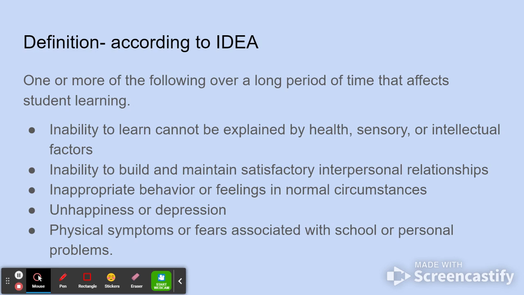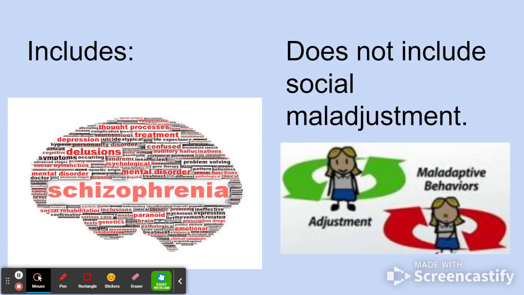They can't maintain satisfactory relationships. They have inappropriate behavior or feelings in normal circumstances. There's unhappiness and depression, and physical symptoms or fears associated with school or personal problems. These need to be occurring over an extended period of time, and they need to be disrupting a student's learning, and a student must meet one or more of these criteria.